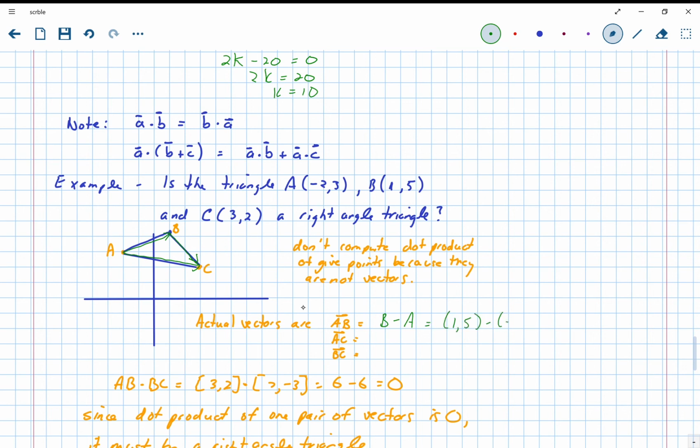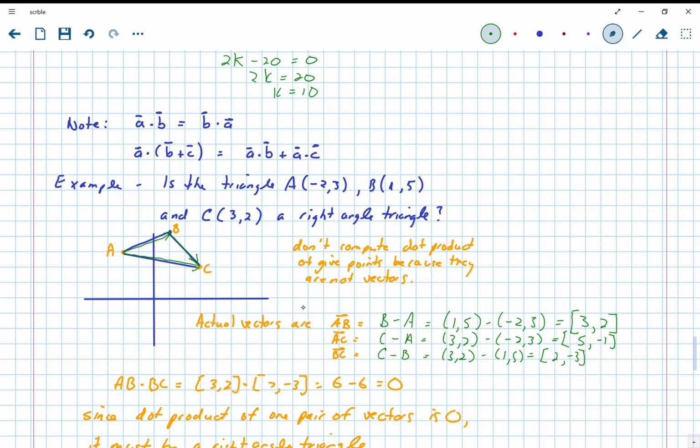That's equal to 1, 5 minus negative 2, 3, which equals, now that we subtract them, we put our square bracket in. So 1 minus negative 2 is 3, and 5 minus 3 is 2. Okay, AC is vector point C minus point A, which is equal to 3, 2 minus negative 2, 3. And that is equal to 5 and negative 1. And finally, BC is C minus B, which is 3, 2 minus 1, 5, which is equal to 2, negative 3.